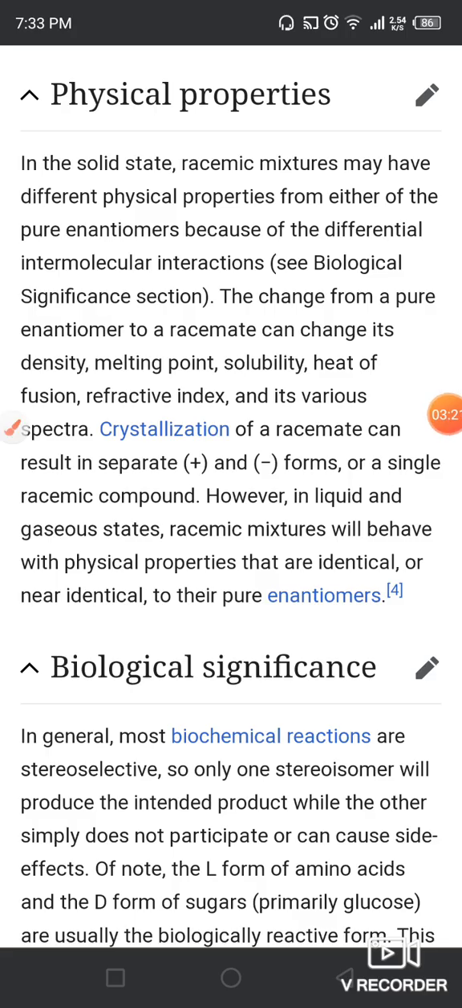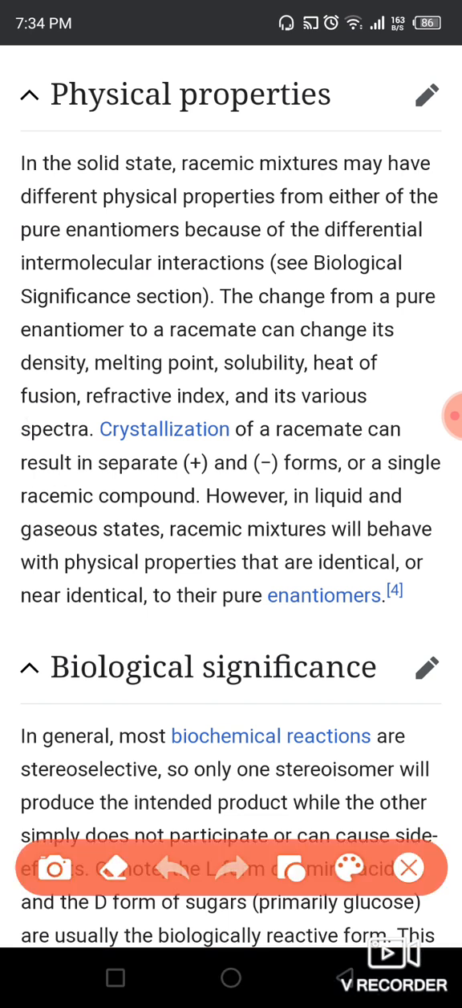So now we are going to discuss the physical properties of our racemic mixture. So now let's start it. In the solid state, a racemic mixture may have different physical properties from either of its pure enantiomers, because different intermolecular interactions can occur between them.